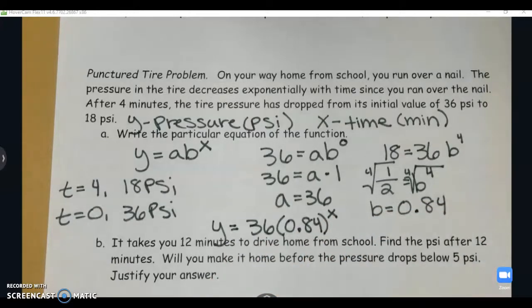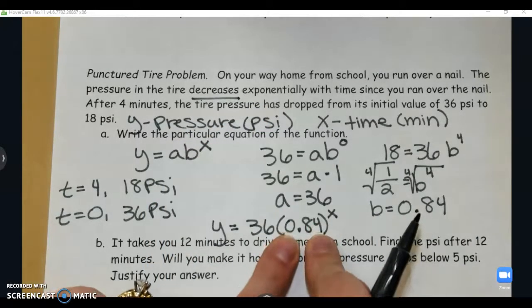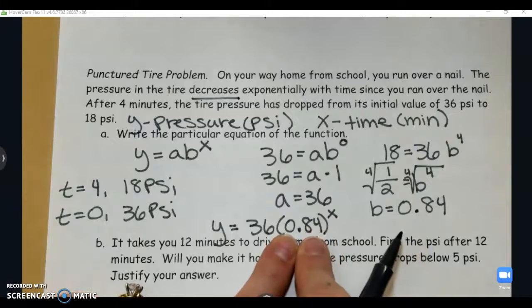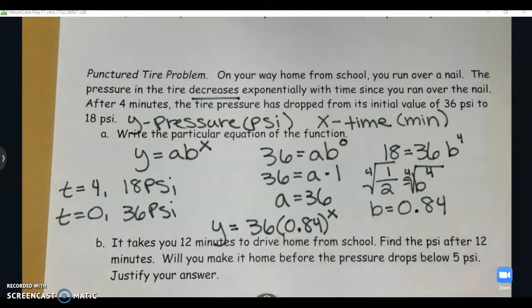Now, one way that you can make sure that your numbers make sense is because we're decreasing. So think about when we had exponential decay, that number needs to be less than 1, and it is here. So we are going to be seeing a decrease in the tire pressure.